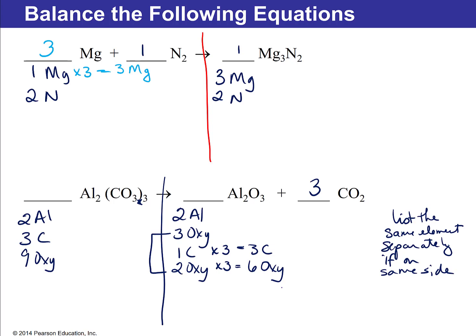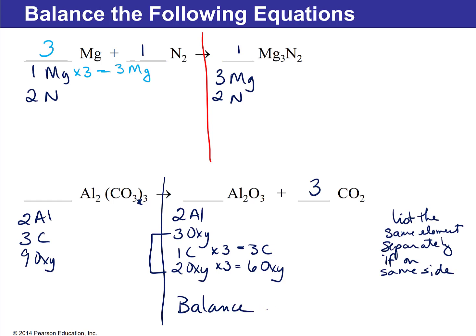So what about oxygen? On this side I have 9. On the other side I have 3 and 6. So that one's balanced. Like I said, a lot of times the ones that are more complicated, you'll see them balance themselves as you balance the simpler ones.